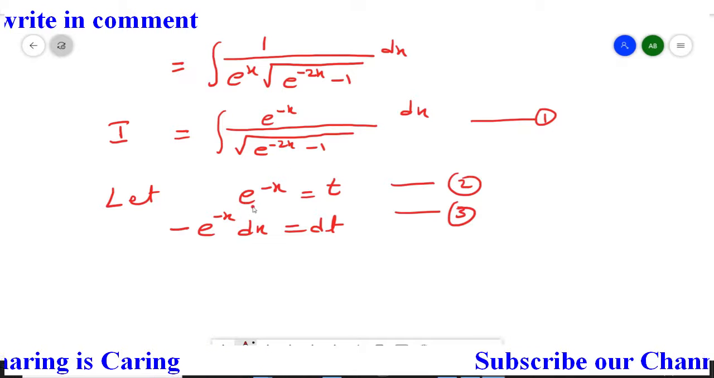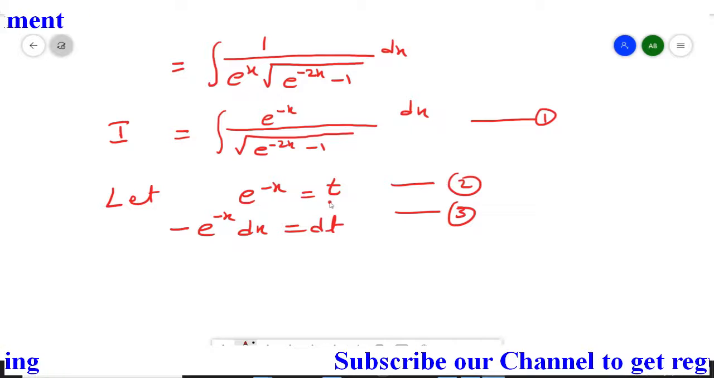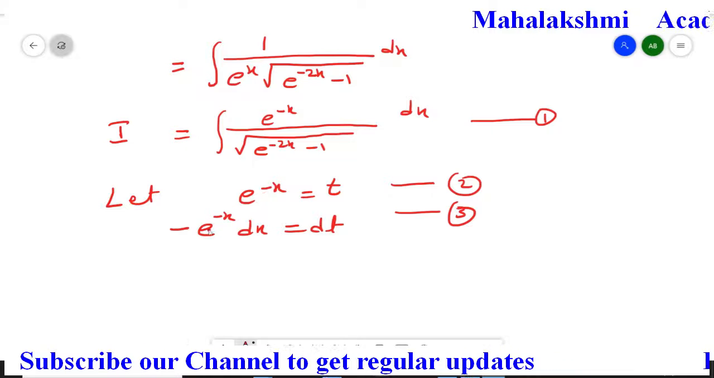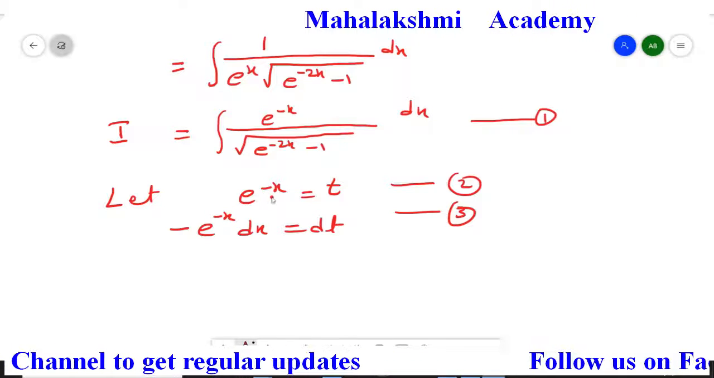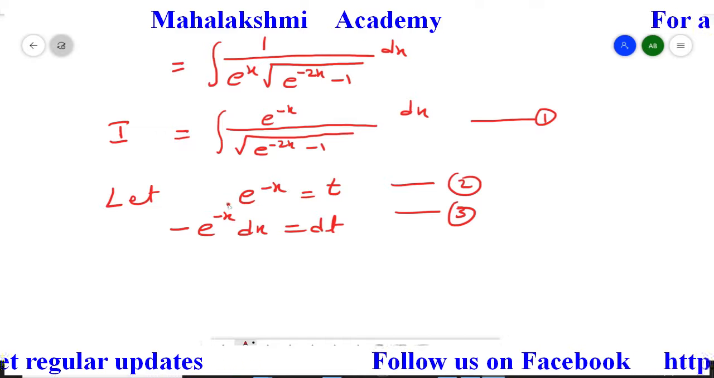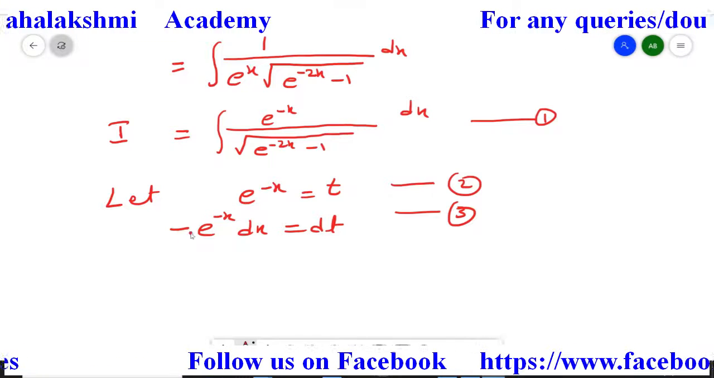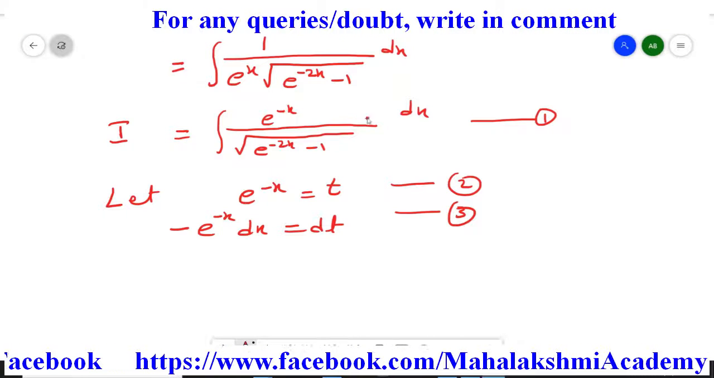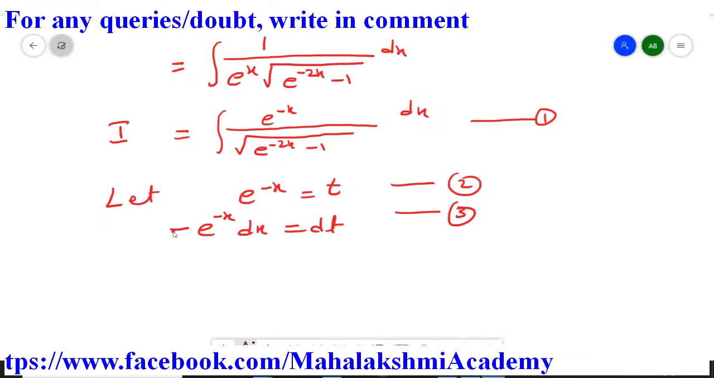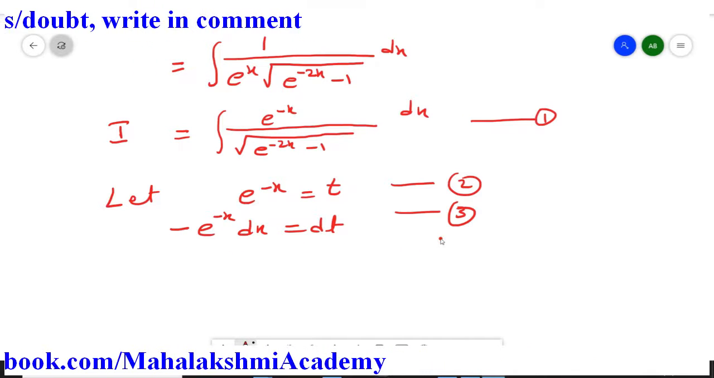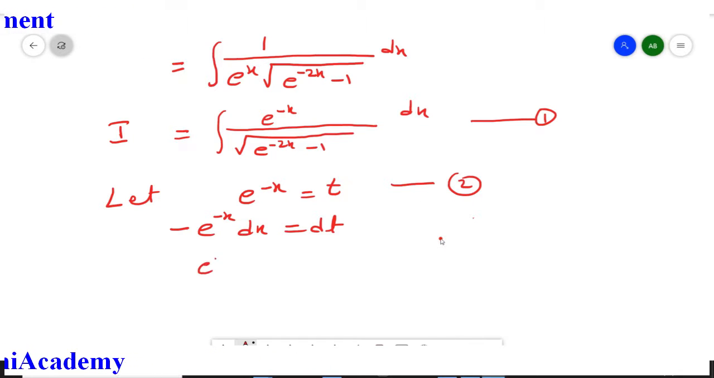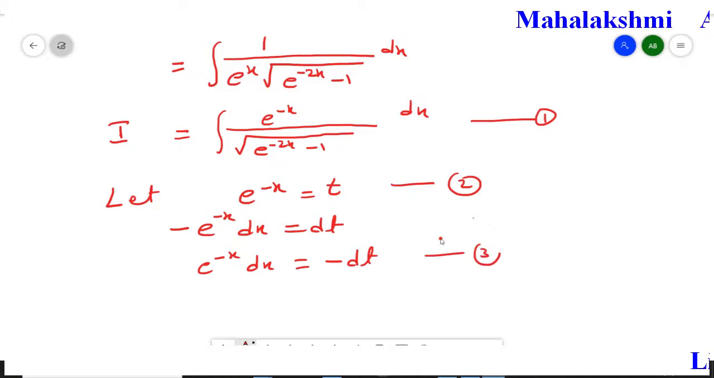What we have done is e to the power minus x I assumed as t. When we differentiate it, e to the power x differentiation is the same, but it's minus x. So when we differentiate this minus x according to the chain rule, minus 1 will come. So that is this minus sign, and then dx and then dt. Now here, student, you will see we have e to the power minus x and dx only. We don't have the minus sign, so this minus sign will shift here. So the next equation we will assume as equation 3, which gives us e to the power minus x dx as minus dt.